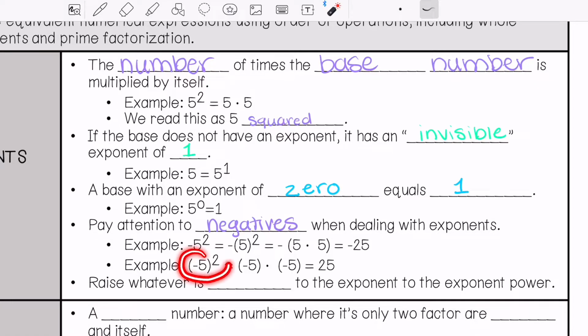Now, if it's written like this, where the exponent is on the outside and the negative 5 is in parentheses, that means negative 5 times negative 5, which is positive 25, because two negatives multiplied by each other make a positive. In the other case, we multiply the 5 times 5 on the inside, and then that negative is applied to the product of those two numbers. You always raise whatever is next to the exponent to the exponent power.